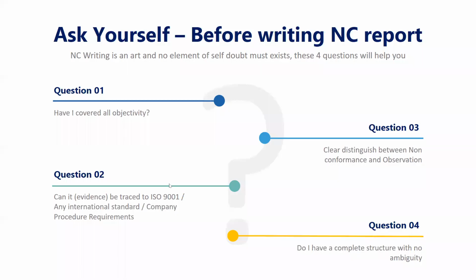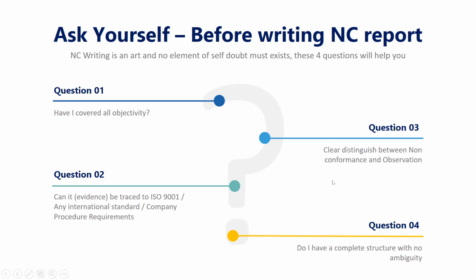Let's talk about ask yourself. As you all know, writing an audit non-conformity is an art. No element of self-doubt should be there, and these are the 4 questions which will help you. First, have I covered all the objectivity? That means anticipating the questions and whether I have all the answers. Question number 2, can it be traced? I'm referring to evidence. Can it be traced to ISO 9001:2015, or any international standard, or the company procedure?